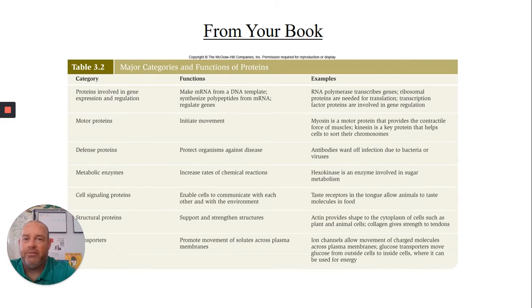So this is a table from your book. It actually might be from the old book. Either way, I don't need you to memorize it. It just shows you all these different things over here on the left that proteins are involved in. They're involved in a lot of your genetics and how genes get expressed. Motor proteins for moving cellular components, defense proteins, metabolic enzymes, cell signaling, structural proteins, and then transporters. Almost everything that goes on in your body is somehow involved with a protein.